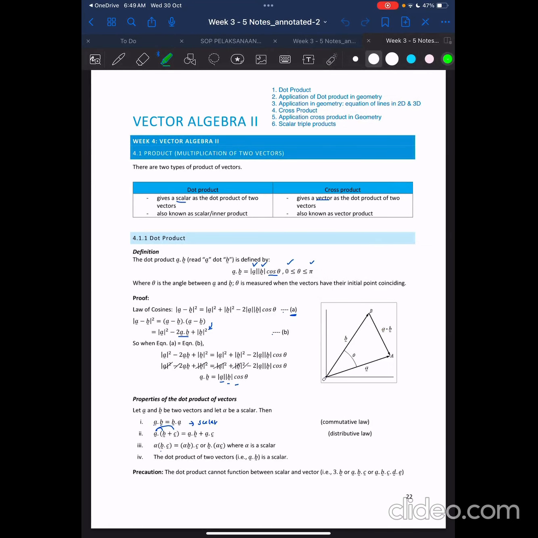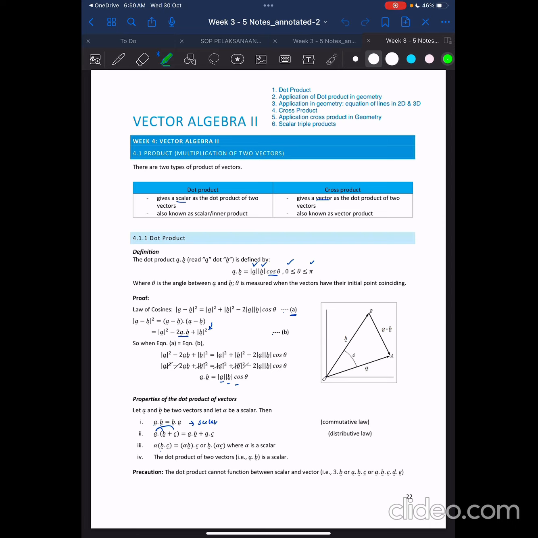Hi everyone. Today we continue with the second part of the vector algebra, which is in the week 4 topic, vector algebra part 2. In this week's topic, what you need to cover is quite lengthy. I'm not so sure whether we can cover everything by week 4. If not, I will continue in week 3.